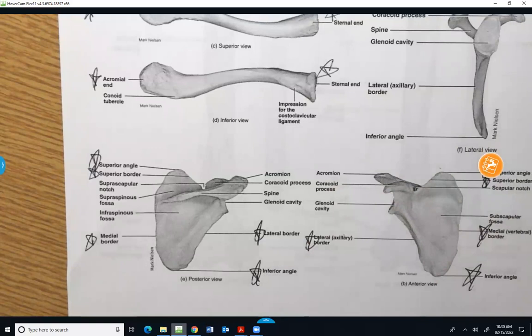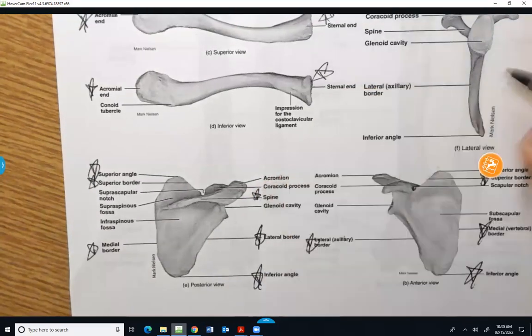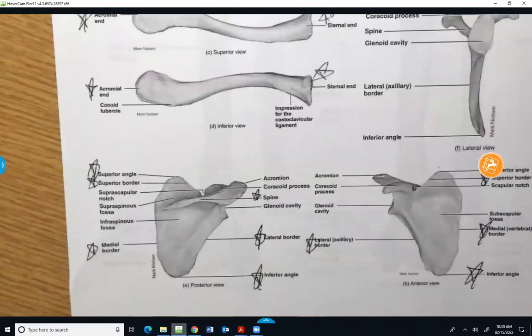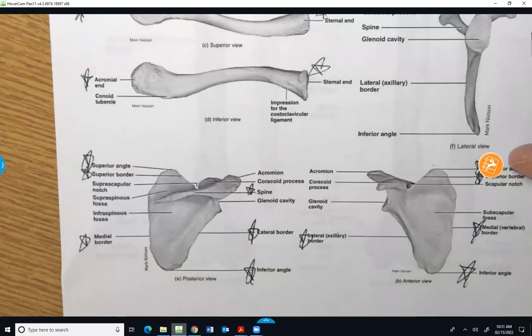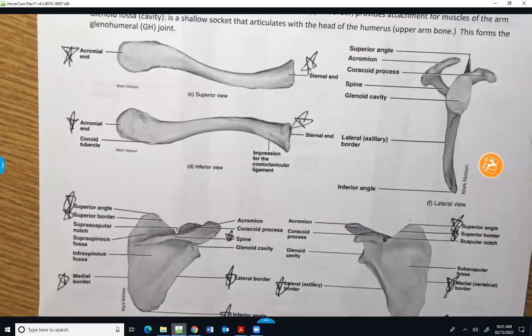Next, I want to talk about probably its most prominent and easily described structure, what we call the spine. And I say it's easily described because you can actually feel this. So it's easy to visualize it. You run your hand on the back of your shoulder, and you're going to feel this very prominent bump coming across. And that's the spine. And we can see it nicely.